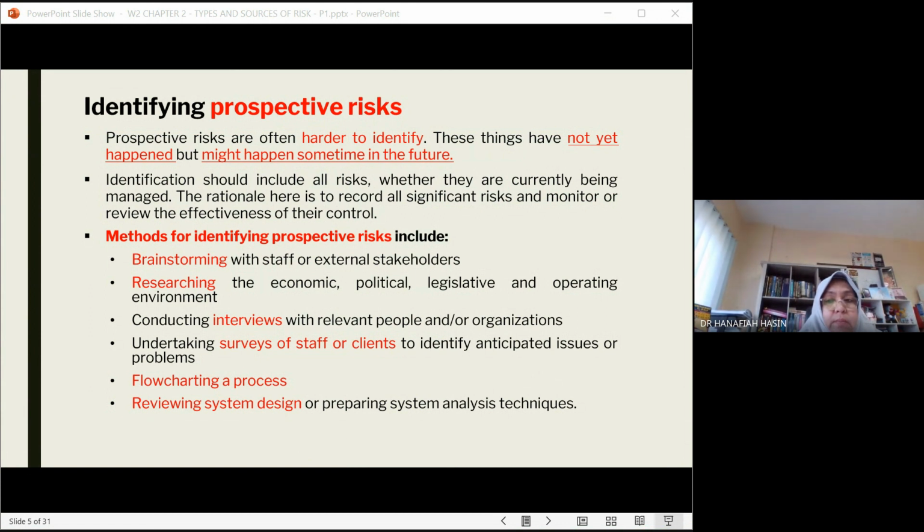And maybe during your Sulam project later, you can include this in your studies, where you can try to identify the potential risks that may not be immediately apparent to the management team. So maybe you can use this prospective risk method. A few methods here.